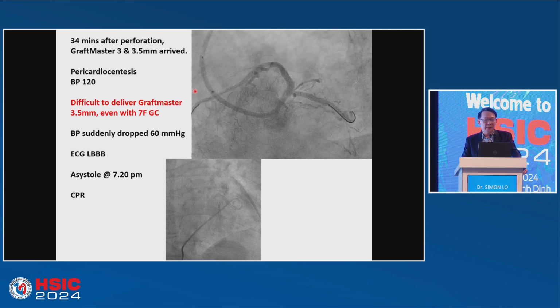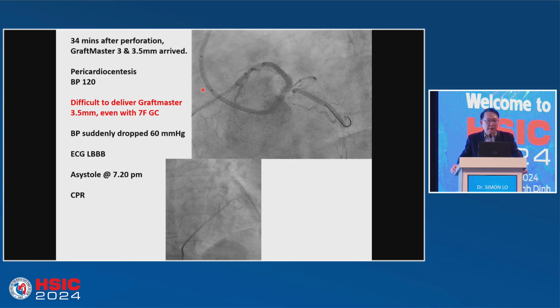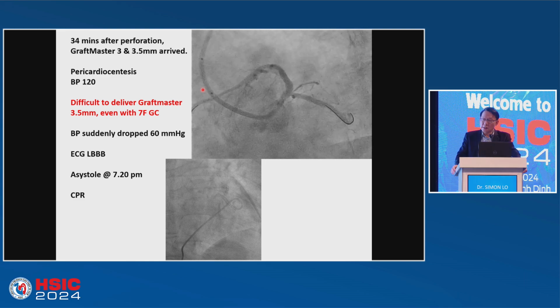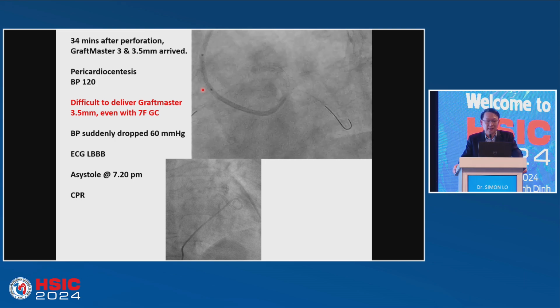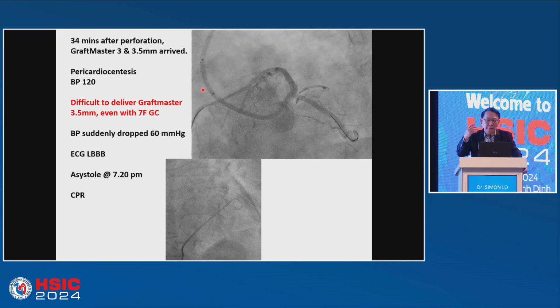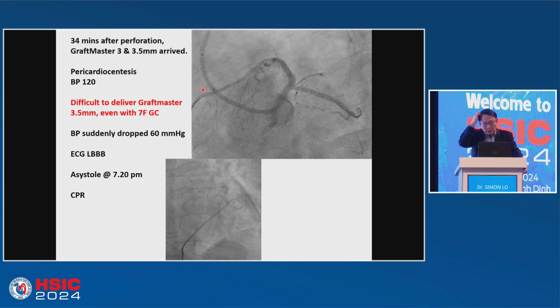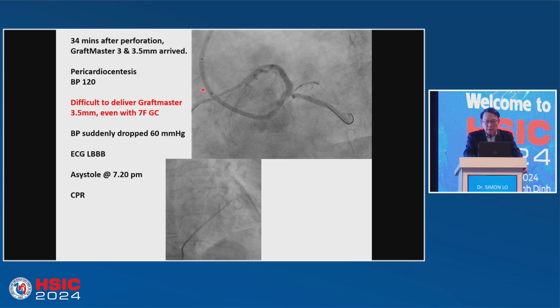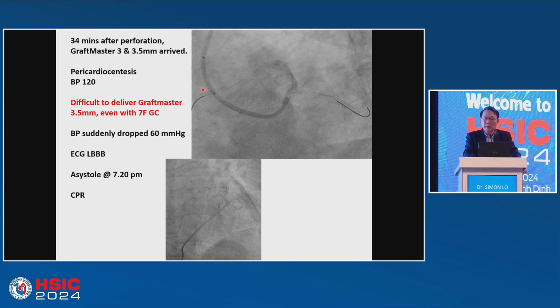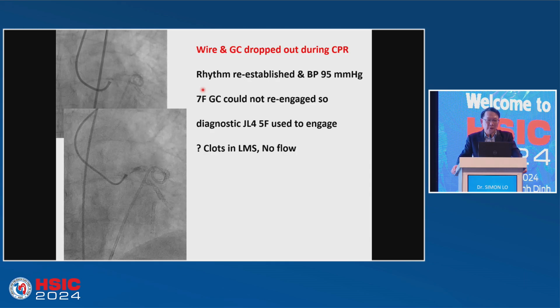I had a Graftmaster here in this guiding catheter, and I could not deliver this Graftmaster, okay, even though this is a 7 French guiding catheter. And her blood pressure suddenly crashed to 60. Basically, she arrested, okay, at 7:20 p.m. I spent about 4 or 5 minutes trying to get this Graftmaster in. Obviously, during that time, I wasn't doing the ping pong technique. I have nothing to block the leakage, the perforation. So she may have accumulated a lot, and she developed asystole, and we have to carry out CPR on her.